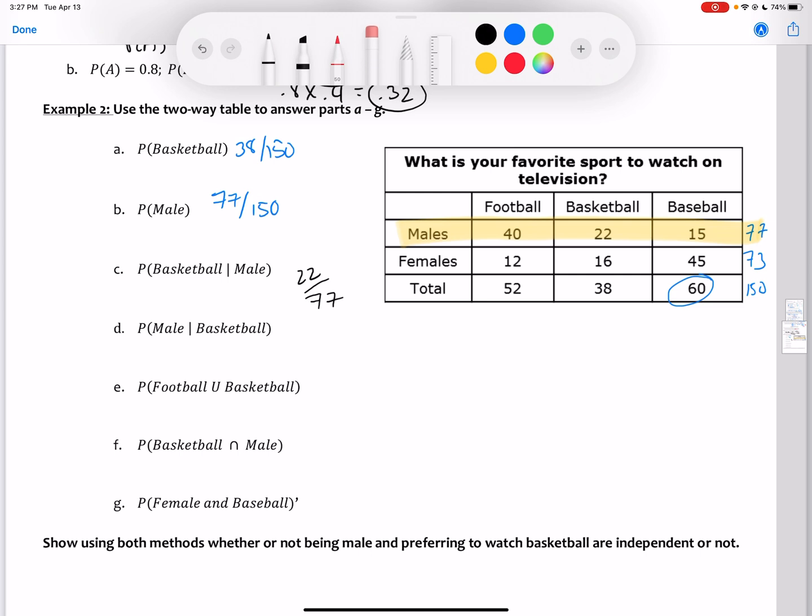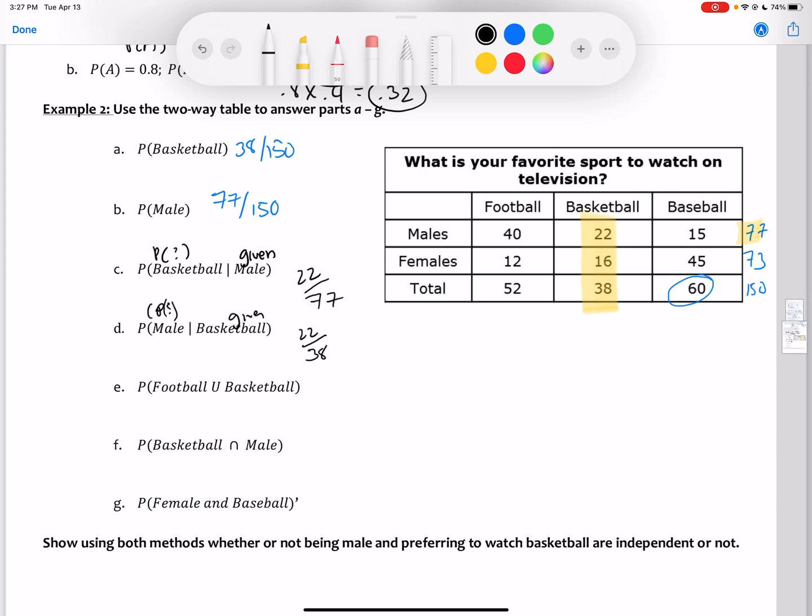Okay, given, so let me erase this yellow part here. Given that they are playing basketball, so now this is my condition. So now my denominator is 38. What's the probability they are male? Which is 22. So this is the given condition. This is what it's asking for the probability of. This is the given condition. This is what it's asking for the probability of.